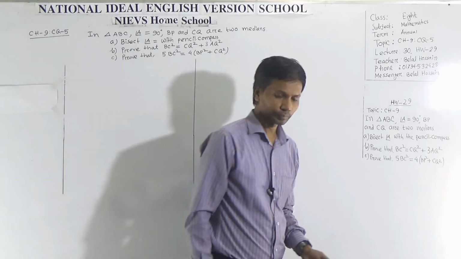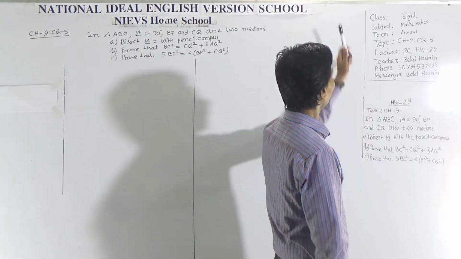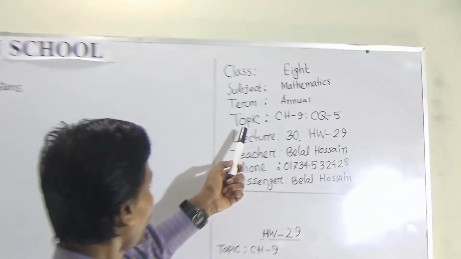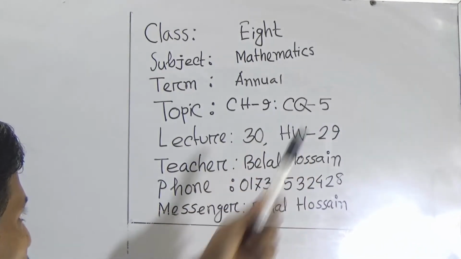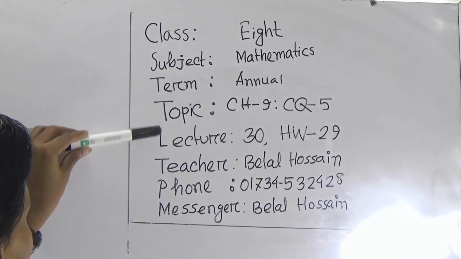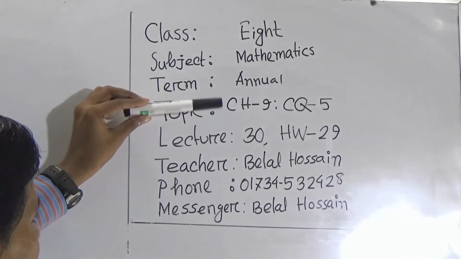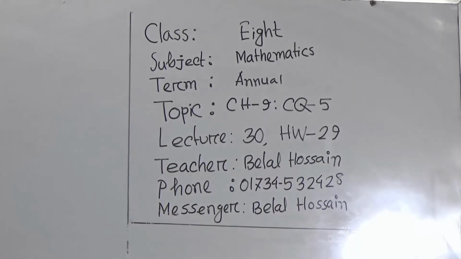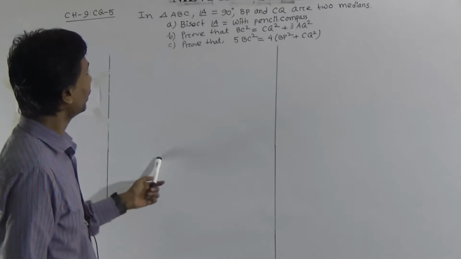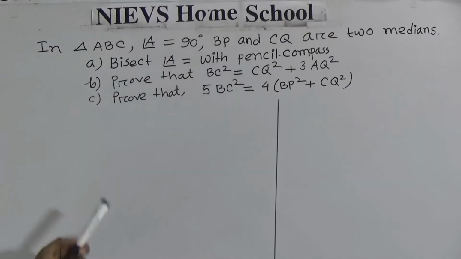Dear student, you look, today our topic is chapter 9, CQ 5, that means Creative Questions 5, lecture number 30, HW number 29. Dear student, at first I will read the questions.